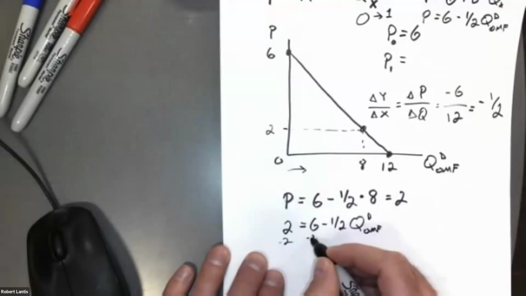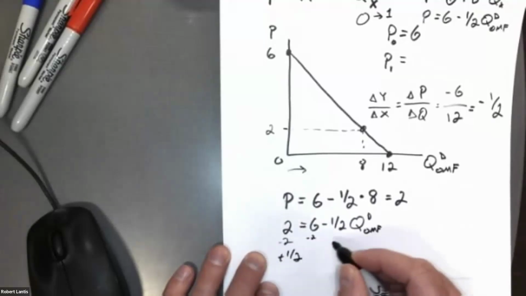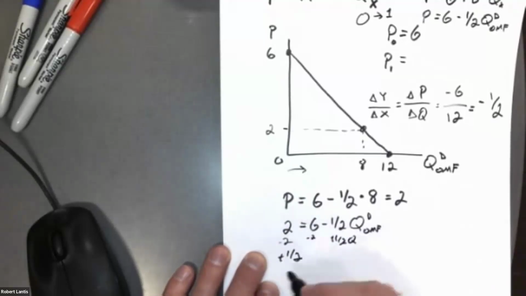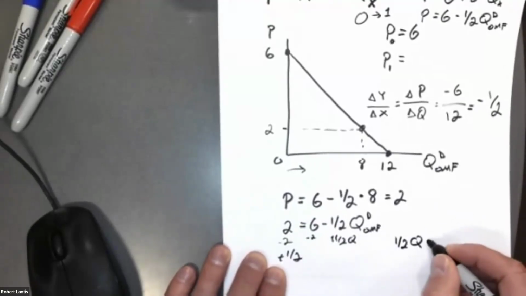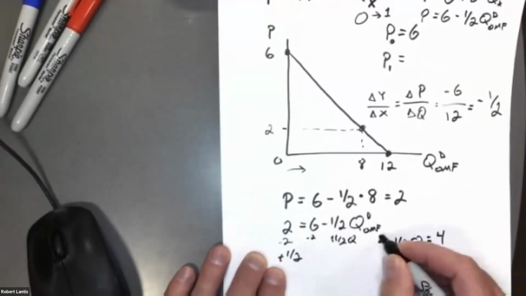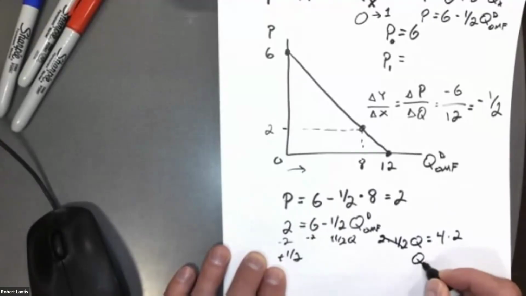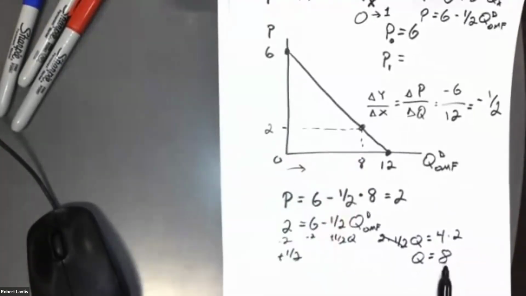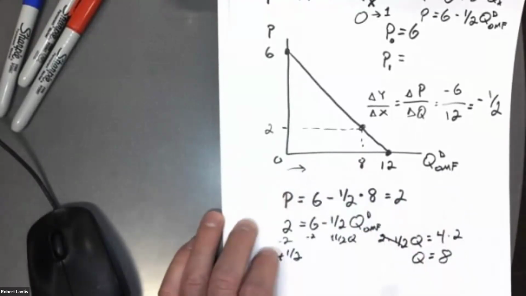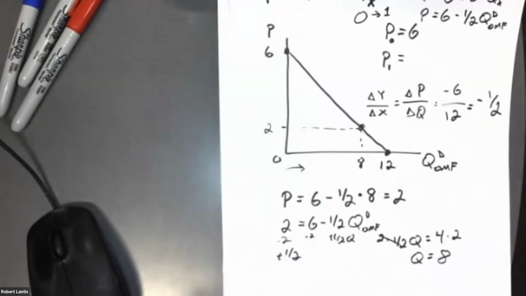I move the 2 to either side, I add 1/2 times quantity demanded to both sides, and I'd end up with 1/2 quantity is equal to 4. Multiply both sides by 2, and I get that that corresponding quantity, if the price were $2, would be 8 units. So I can work in either direction. As long as you have that demand equation, I can give you the quantity and you can figure out the price, or I can give you the price and you can figure out the quantity.